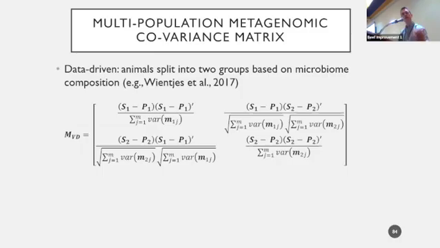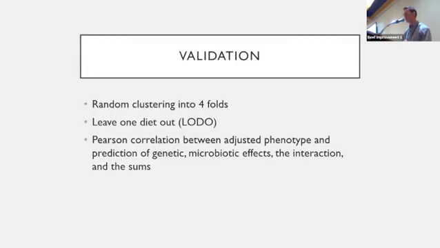Looked at the data to see how they clustered. We considered those different populations, and we took that into account when we formed the metagenomic relationship matrix. We went through and did validation of these different things too, randomly, and then what I call LODO, because I think it sounds cool, but it's basically leave one diet out. Okay, that was the cross-validation strategy.